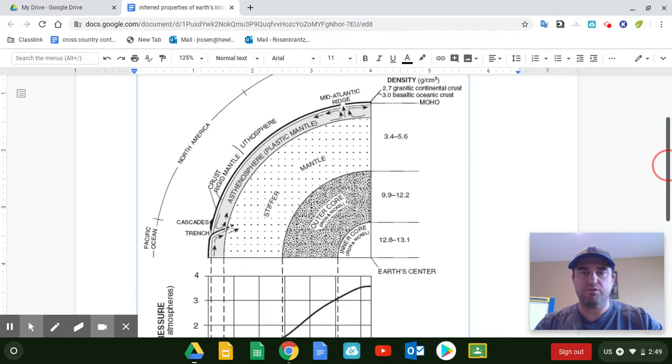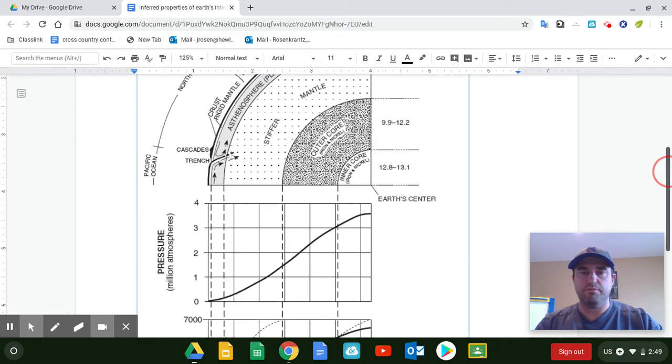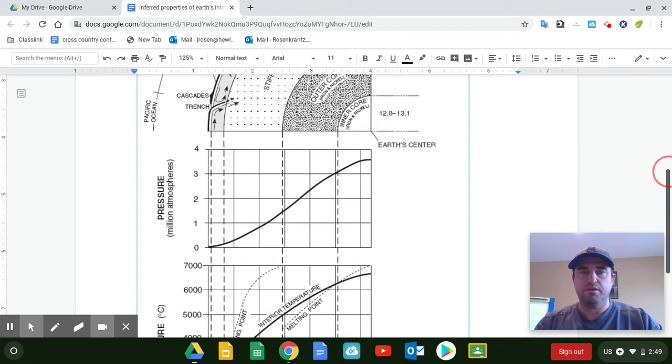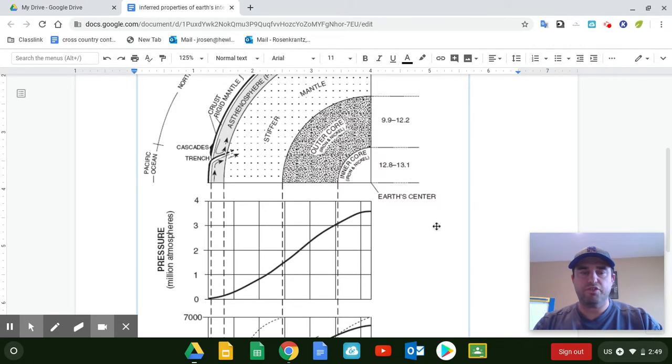Last class, we learned how to read the top portion of the chart. But if you scroll your page to the bottom, there are two graphs that go with it. What this chart does is use these dashed lines to show that these layers are extended.